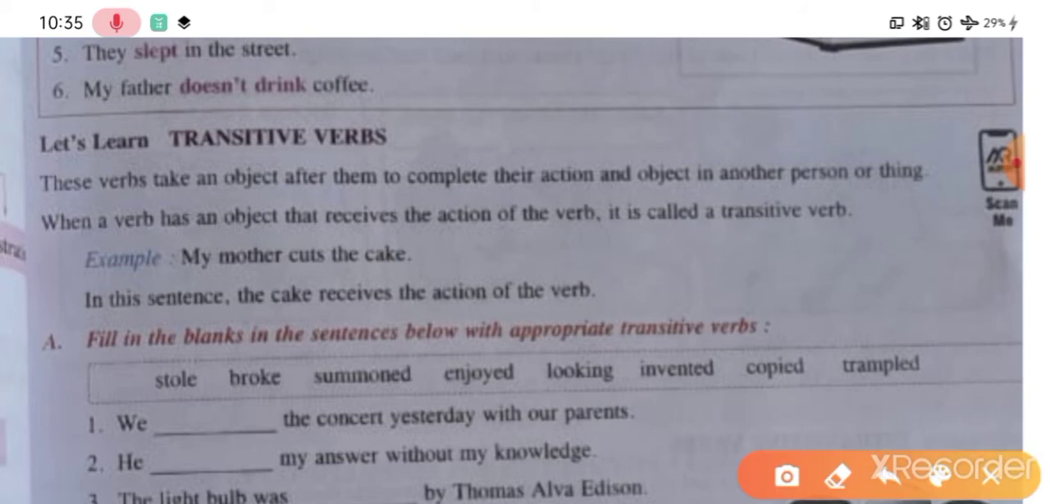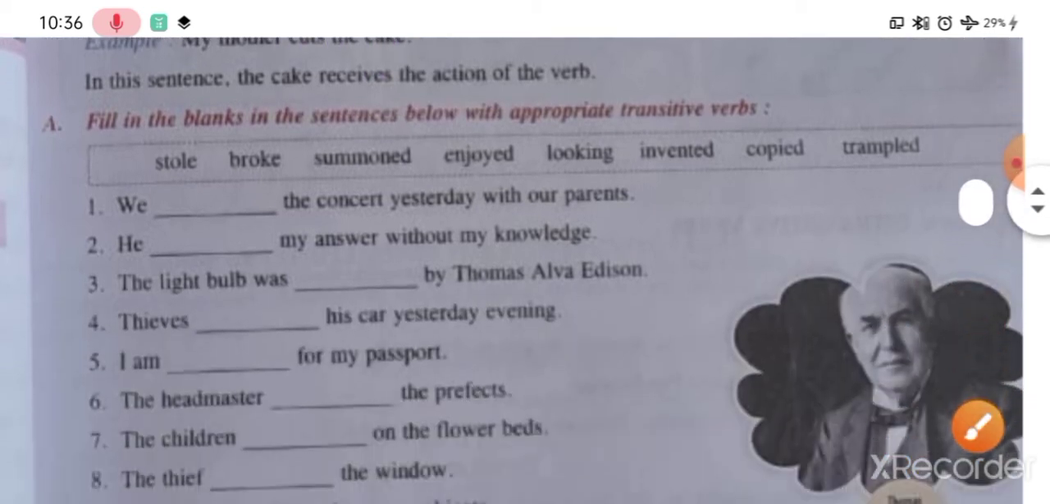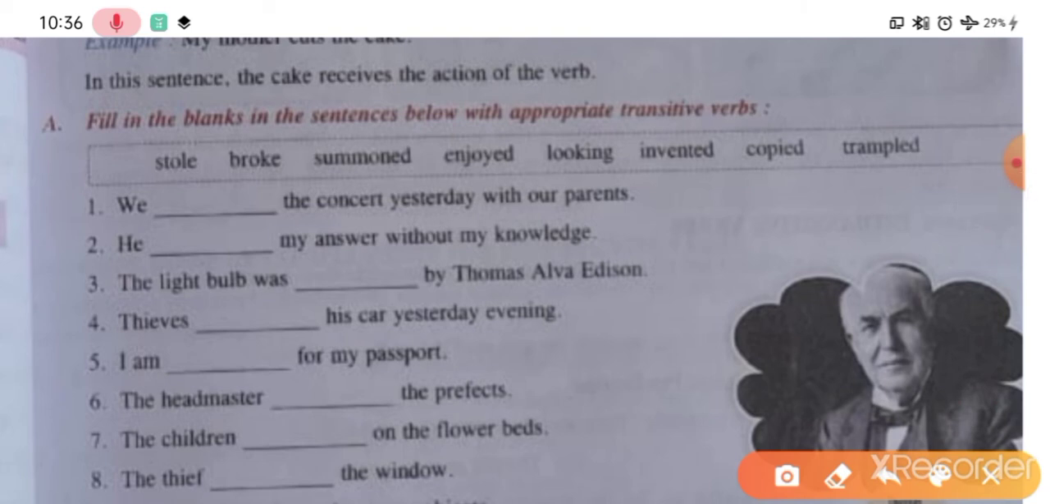And one more thing I told you, make a passive. The cake is the object. The cake is cut by my mother. The cake is cut. Passive is possible, so this is transitive. Cut is transitive. In this sentence, the cake receives the action of the verb. This cake, this object, receives the action. My mother cuts what? Cake. Okay? So transitive.